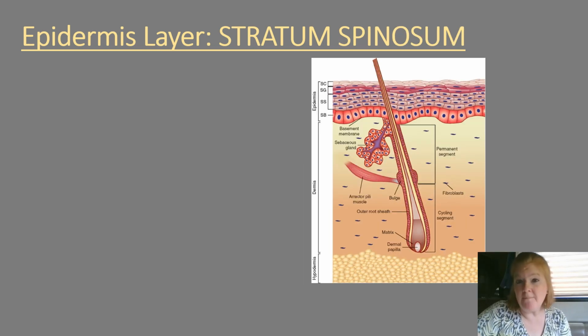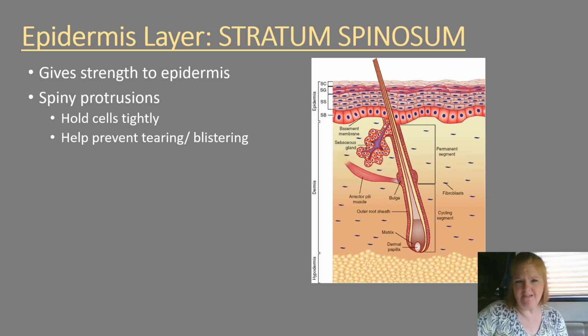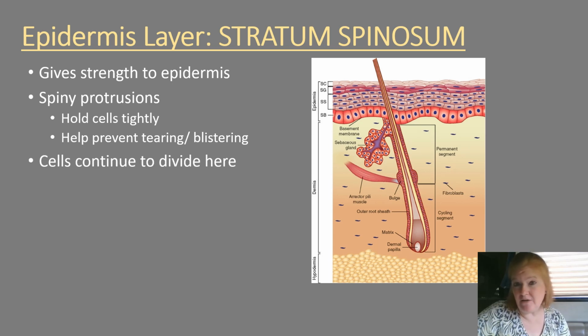Okay, stratum spinosum, so think spiny. It gives some strength to the epidermis because it's got these spiny protrusions, so they really connect the cells together, so the cells are held tightly. And it helps prevent tearing and blistering, because blisters are going to form when those layers separate, so this helps to prevent that. The cells continue to divide here in the spinosum.